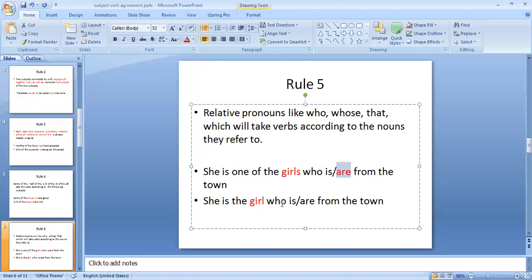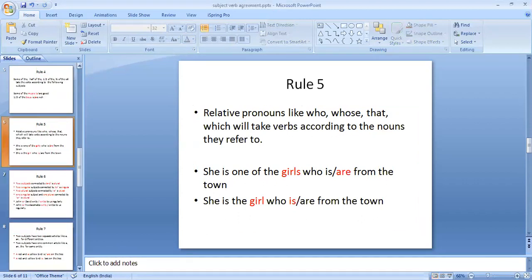Here, she is the girl who. The who is talking about the girl. The girl is singular. So the correct answer is is. So what is the rule? The relative pronouns like whose, who, that, which will take the verbs according to the nouns they refer to. This who is referring to the girls, so plural. This who is referring to the girl is singular, so is. This is rule number 5.